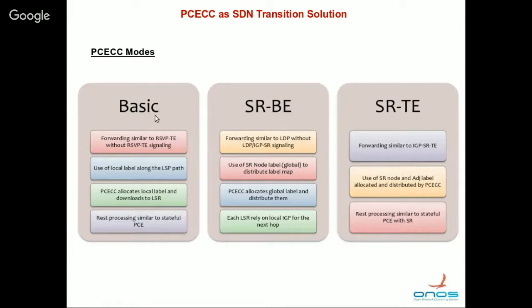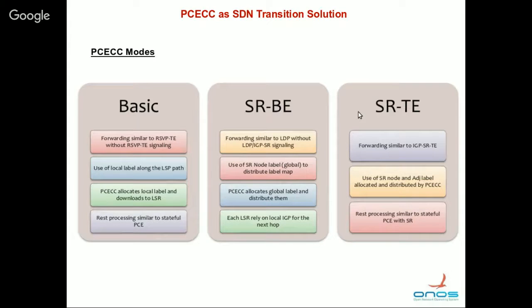The basic mode is just about removing RSVP signaling, along with the computation, and this is similar to RSVP but without the signaling. Basically, here we compute the local path and local labels and distribute them along the path. Okay, the SRB is moving towards PCECC with segment routing. So here we'll distribute the global labels as segment routing does, and we also calculate the label stack for the path, and we'll be pushing it only to the ingress. So basically it is more towards the source-based routing of segment routing.